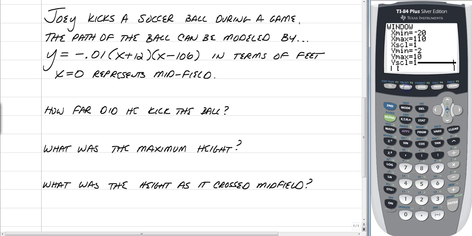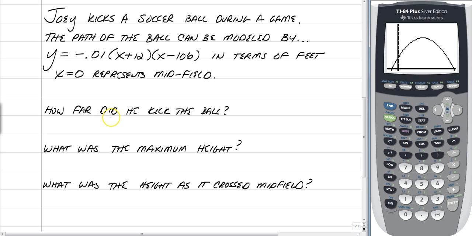So we're going to go back to the window, and all we need to do is change the Y maximum right now. So I don't know, let's try 50 this time. Let's see if 50 is high enough. And when you click Graph, you can see the entire path of the ball. So, by using what we just learned, you can find how far he kicked the ball, you can find out the maximum height, and you can find out what the height of the ball was when it crosses midfield, when x equals 0. So let's do that.